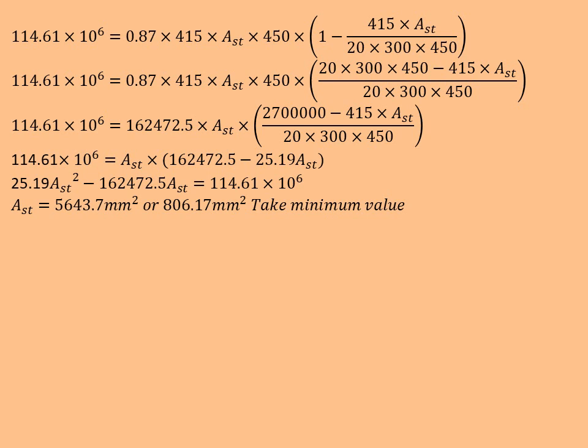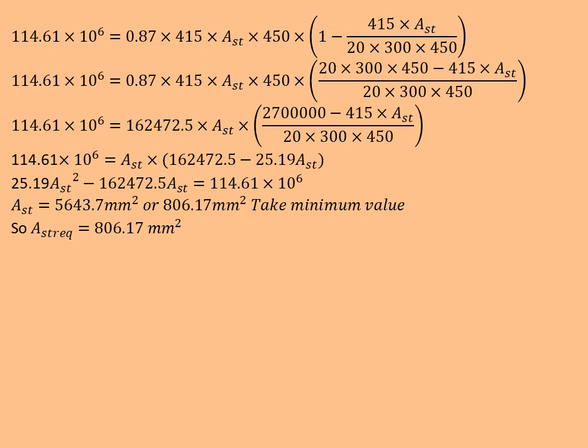Since the stirrup spacing between the main reinforcements has to be kept a minimum, we take the minimum value of the area of steel required, so 806.17. So AST required is equal to 806.17 mm square. This is the area that the moment of resistance acts upon, the tensile reinforcement.